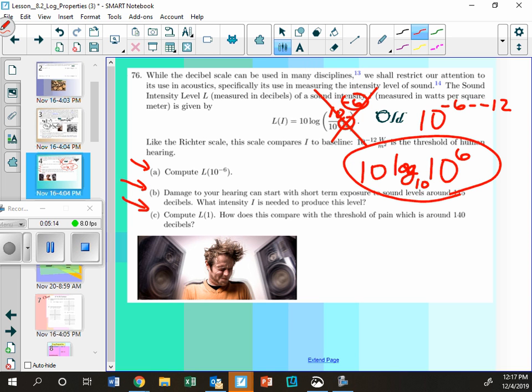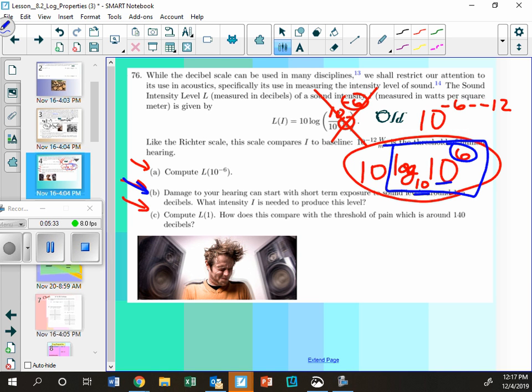And that, I hope you can see, the base is the same. The answer's already there: 6. All of that is 6. You times it by 10 and you get 60 decibels. Raise your hand if you had 60 decibels. Okay. All right. We'll talk about it later.